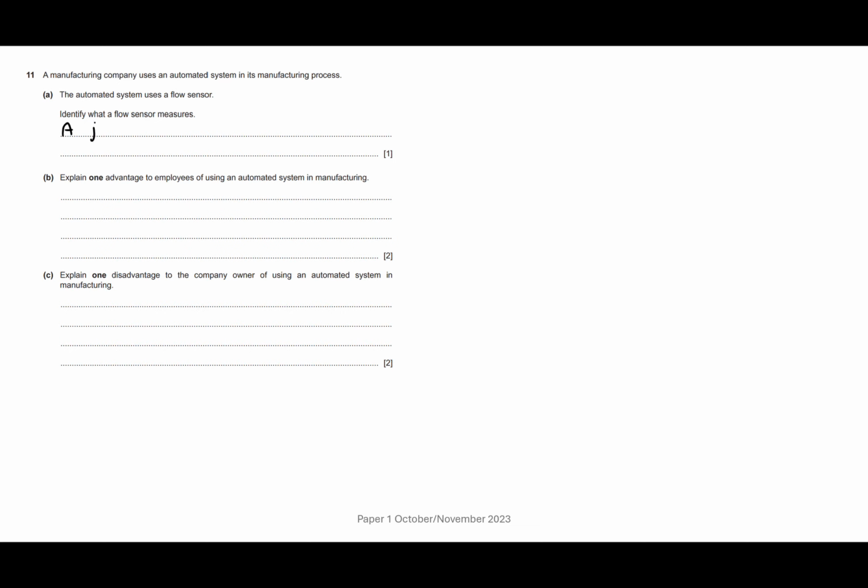So it measures the rate a liquid or gas moves. And I could give an example here, e.g. through a pipe. Doesn't hurt to give an example. That just might firm up the person marking this question, whether you know what you're on about or not. Might just help.